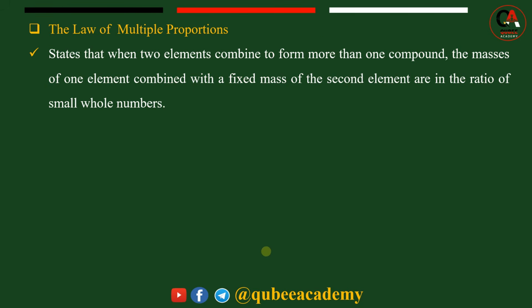The second law, which is the law of multiple proportion, states that when 2 elements combine to form more than one compound, the mass of one element combined with a fixed mass of the second element is in the ratio of small whole number. For example, we take here carbon dioxide, and carbon monoxide also fudhanneeti. These are 2 compounds that are formed from carbon and oxygen.